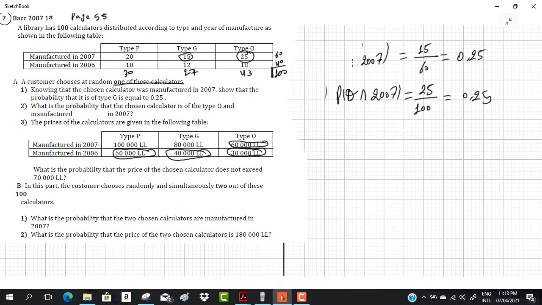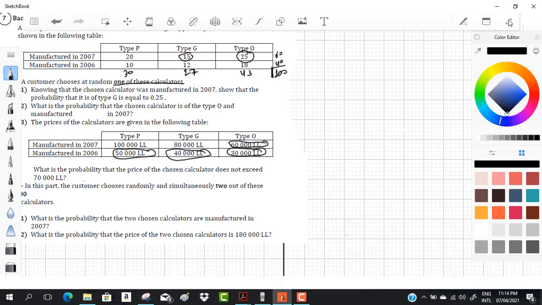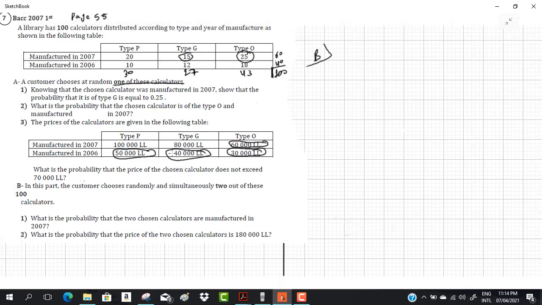هلا part B. In this part the customer chooses randomly and simultaneously ما في order يعني combination. 2 out of the 100 calculators. What's the probability that the two chosen calculators are manufactured in 2007? شو ال probability إنه both of the two calculators are manufactured in 2007.